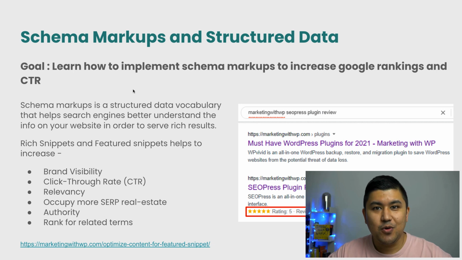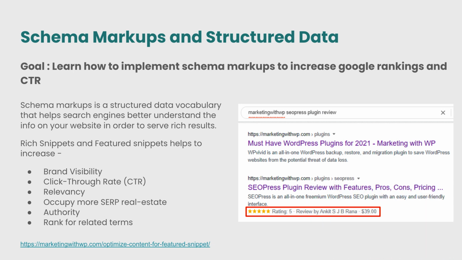Welcome back, and now we're going to go through the section on schema and structured data. So what are schema markups and structured data? These are just additional markups that you can provide in your website. Basically, these are codes and markups that you can provide in your WordPress website to tell search engines what this content is about. It gives you an opportunity to showcase advanced information on search engines. Let's look at an example.